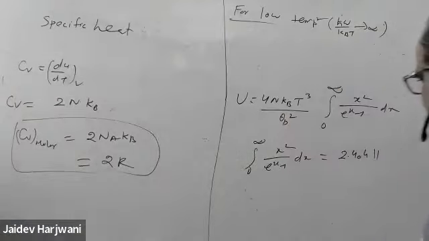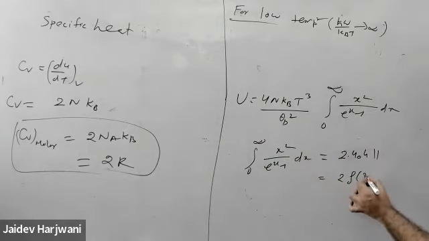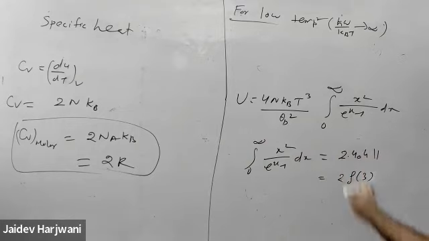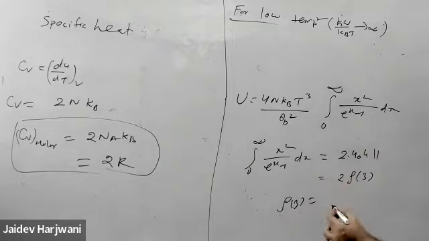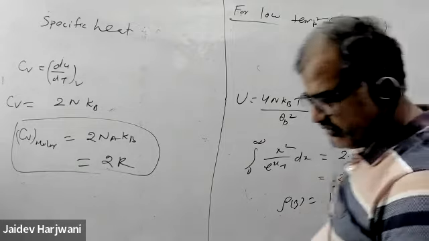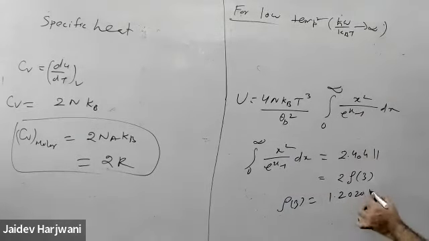Okay, which is equal to what? This is equal to 2 times the zeta function, zeta of 3. And the zeta 3 value is half of this one, 1.202, I think, 1.202000205.